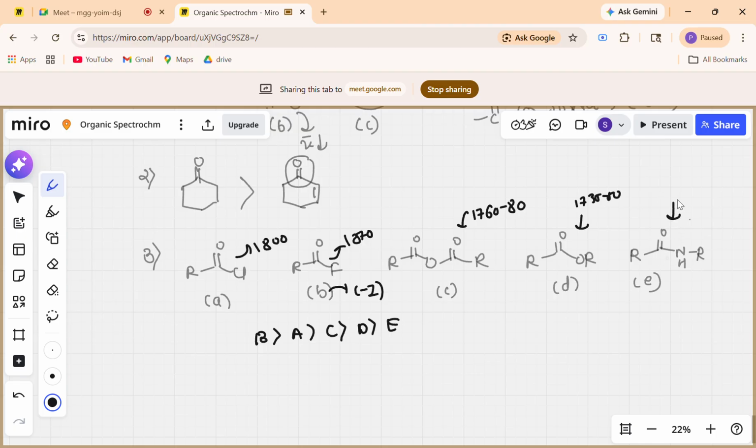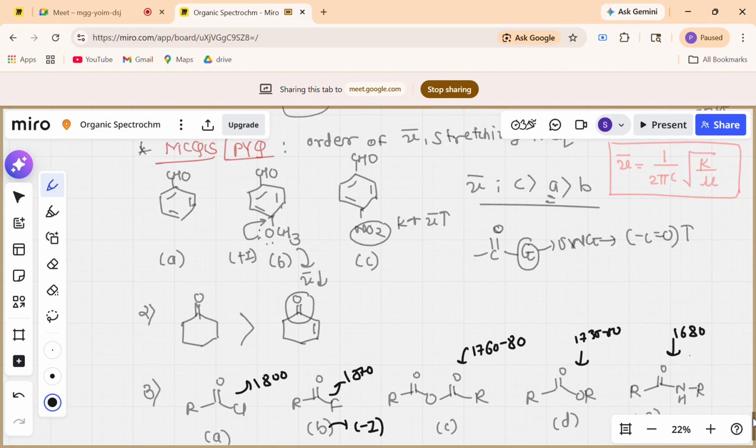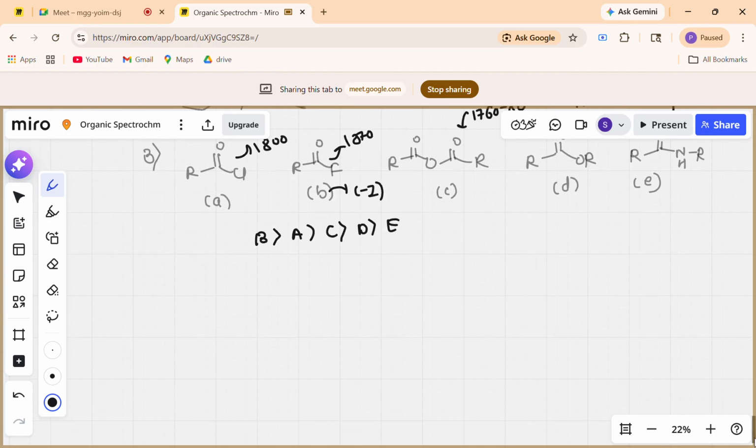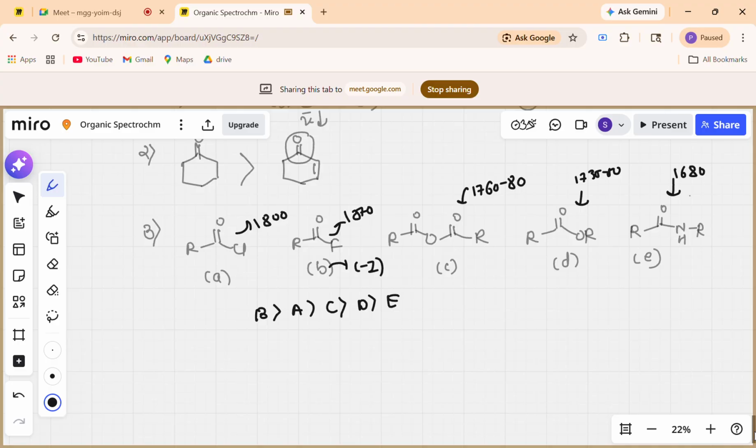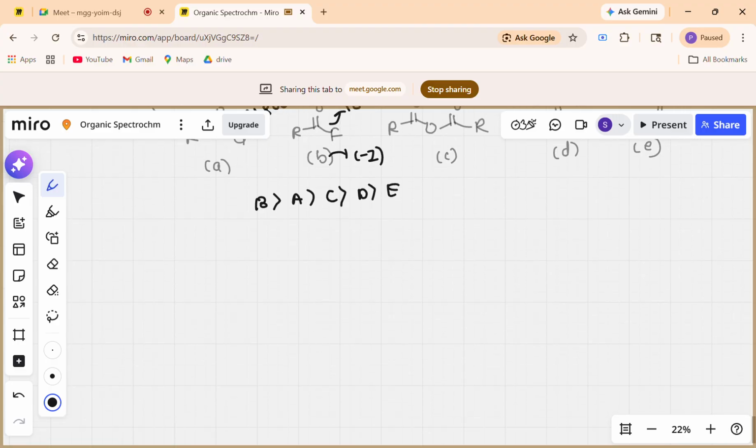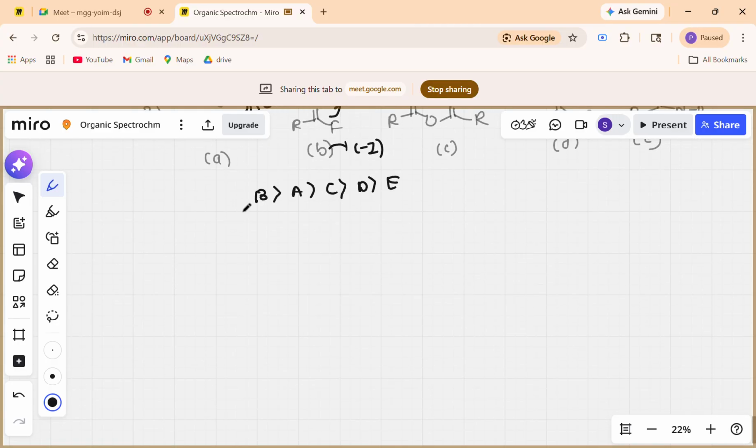Here the minus I effect will be there. We already discussed, here also the minus I effect. And we discussed the range also, right? This will be around 1870. This will be around 1800. Acid anhydride will be around 1760 to 1780 centimeter inverse. Esters will be around 1735 to 1715 centimeter inverse, and amide will be around 1660 to 1680, right?